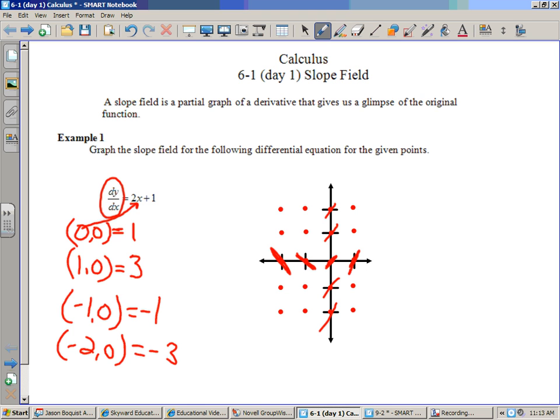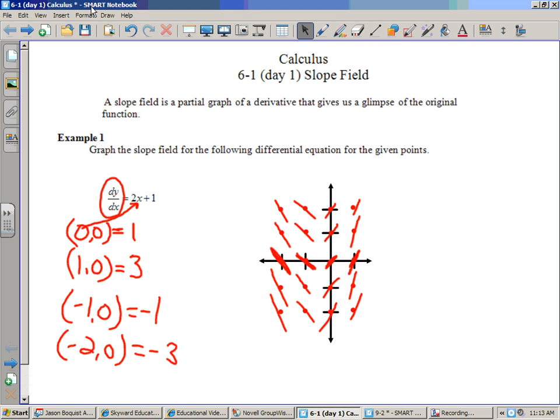If I put in an x value of 1, which is basically the next slot over, all the slopes better be 3. So you just make it a little steeper. These will all be -1. These will all be -3. And does that kind of look like a parabola? Can you see it in there?